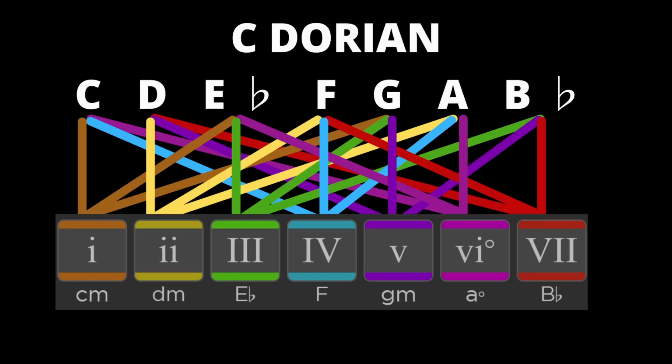A triad will be either major, minor, or diminished. After completing this method and using every note as a tonic note for a triad, the set of 7 chords in the key of C Dorian looks like this: C minor, D minor, E flat, F, G minor, A diminished, and B flat. Let's now look at some common chord progressions using this pool of chords.